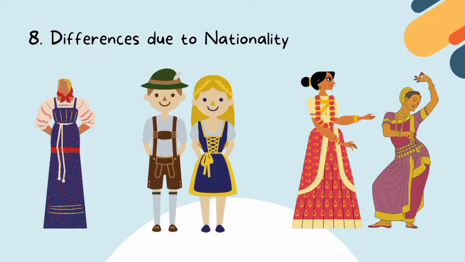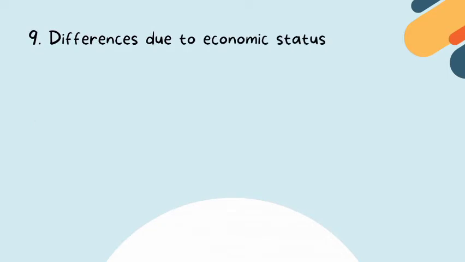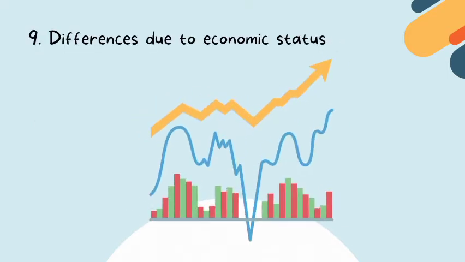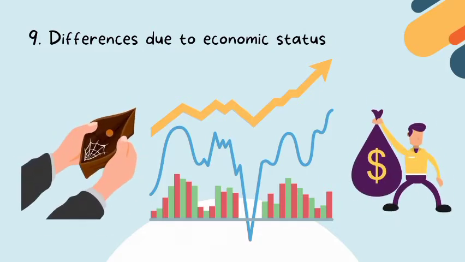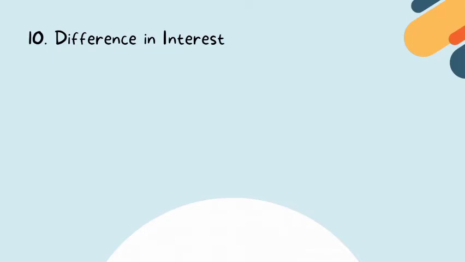Going for number 9, differences due to economic status. Differences in children's interests, tendencies, and characters are caused by economic differences. Ten, differences in interests.